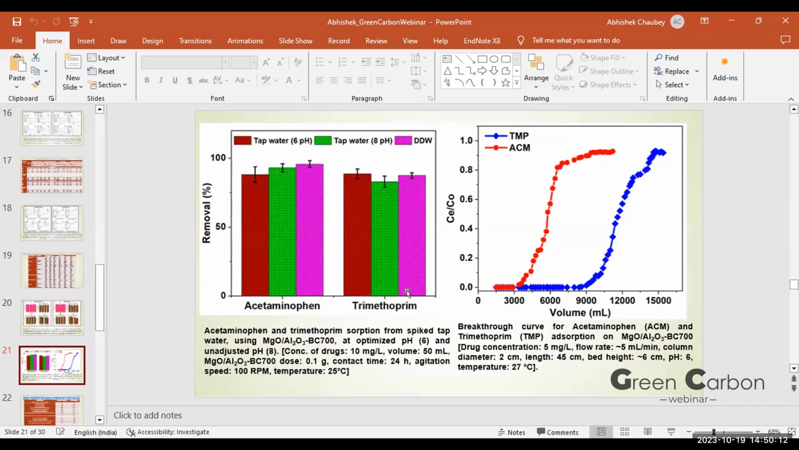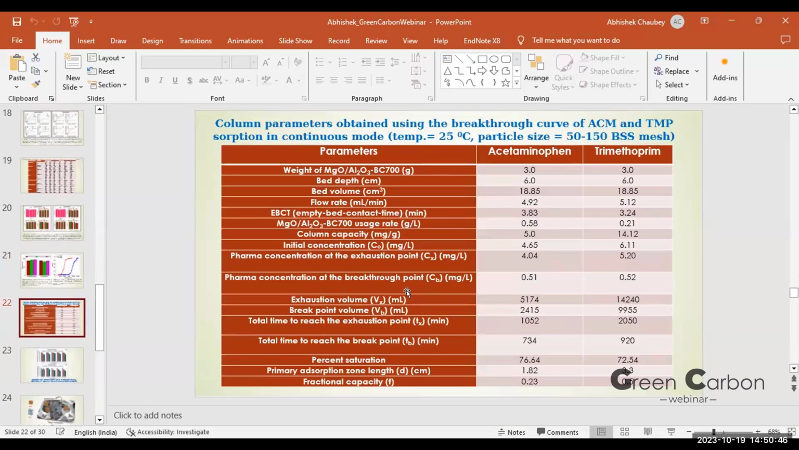Further, apart from this batch study, we also performed the column study. Column studies are important to get a real scenario, to see what we can remove from moving water in a column. Here we found that, similarly to what we mentioned in the batch option, the capacity for acetaminophen was lower compared to trimethoprim, and we got the same trend for the column study. These are the parameters which were taken into consideration for the column study.